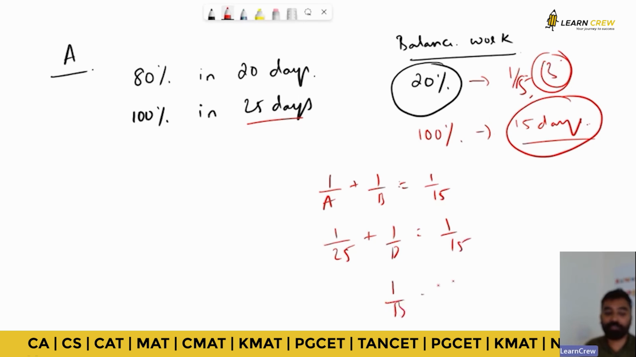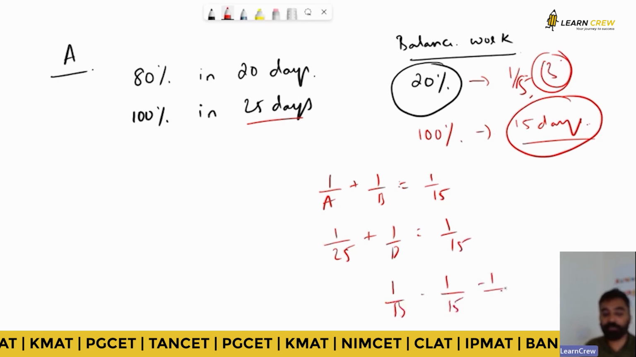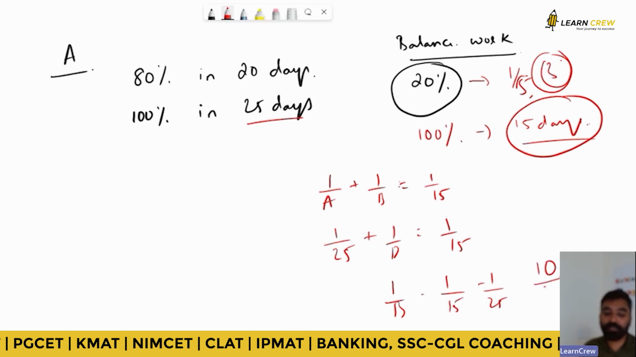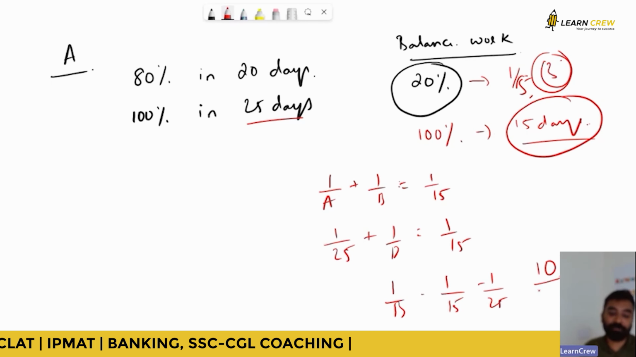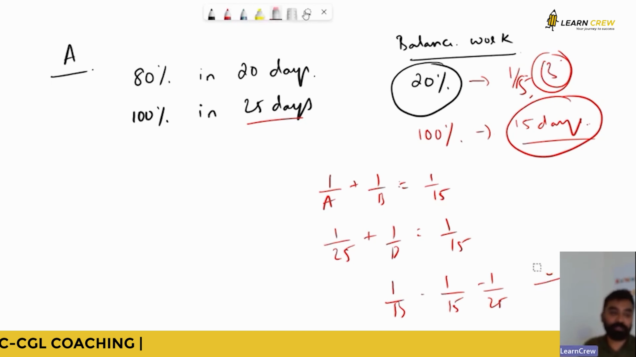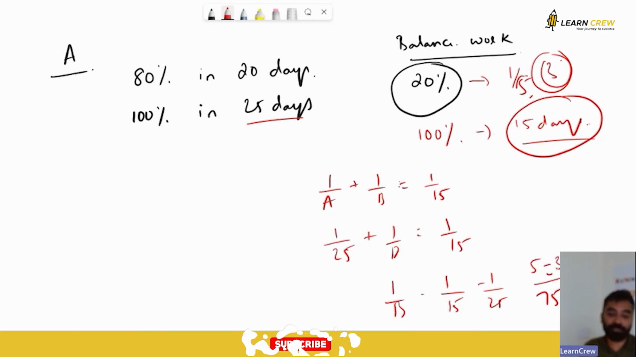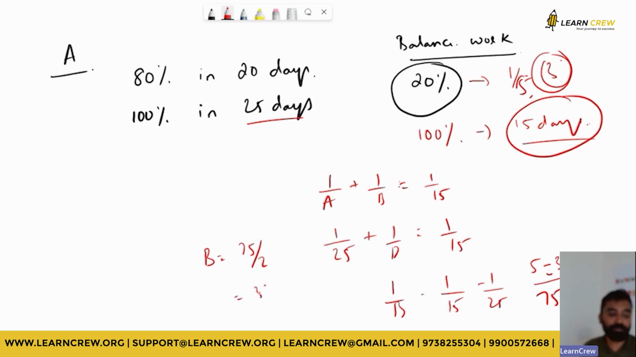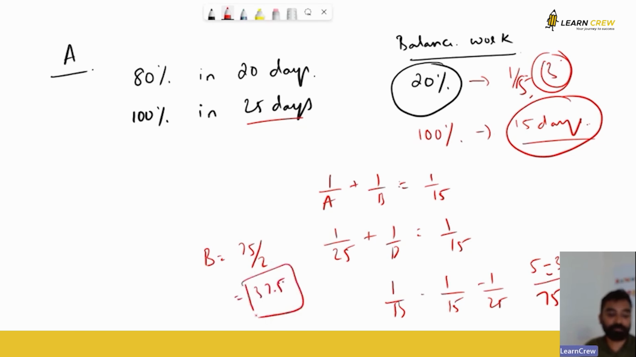Or 1 by B is equal to 1 by 15 minus 1 by 25. That's nothing but 10 by, or what's common here? 75 will be the LCM. So this will become 75. So 5 times minus 3 times, it becomes 2 by 75. Or B is nothing but 75 divided by 2, which is 37.5 days.